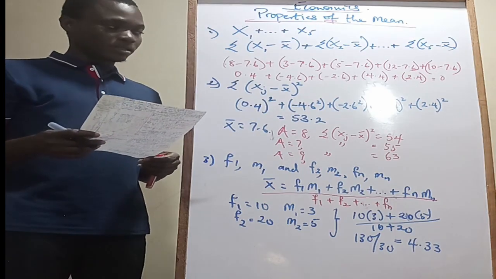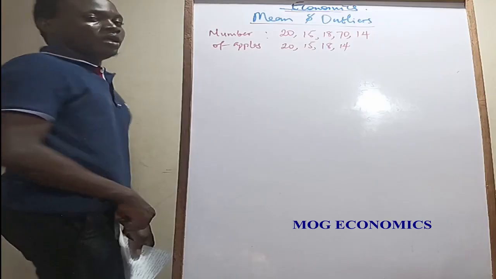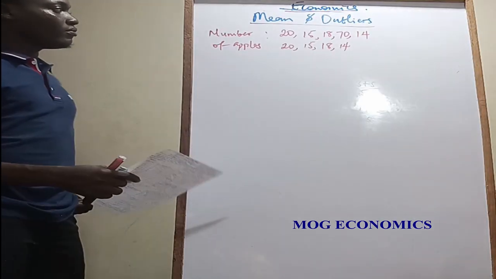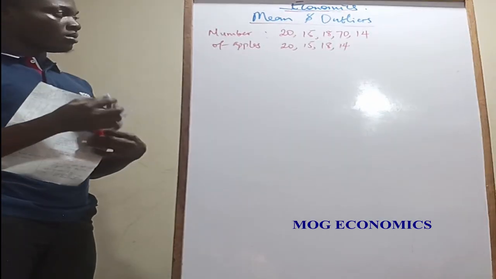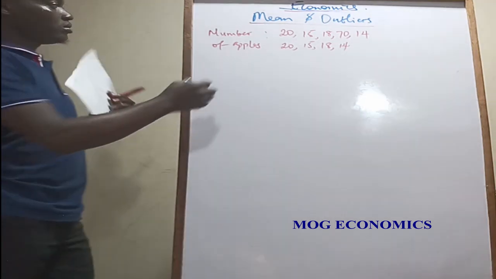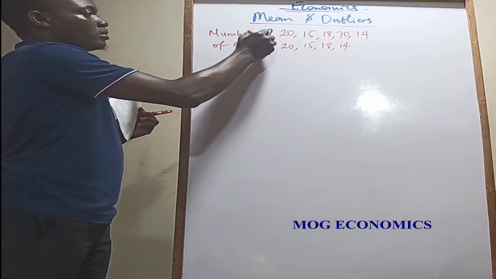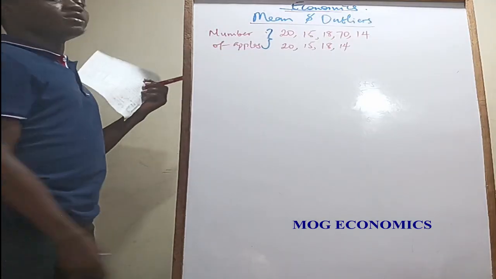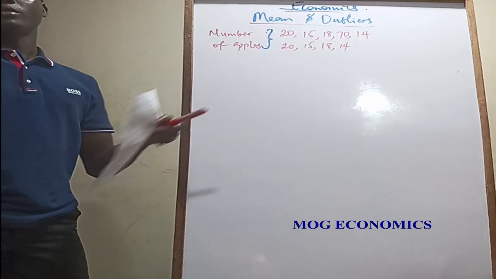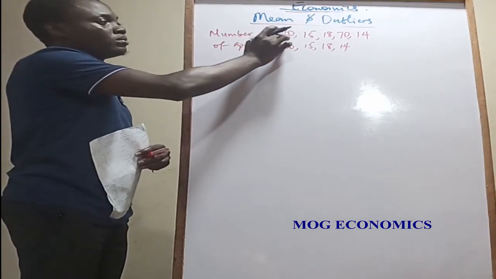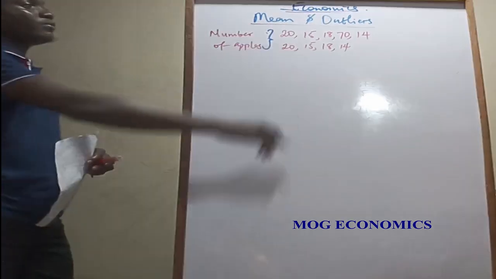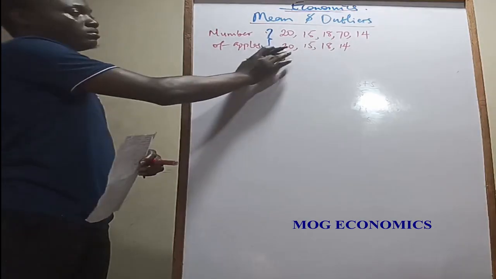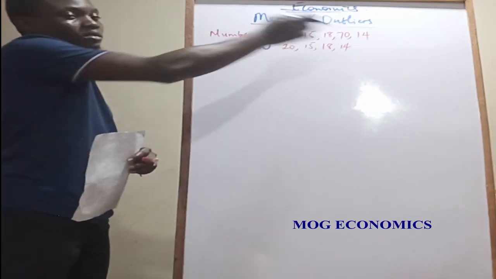So let's talk about outliers. Let's look at this. In the first situation, 5 students brought this number of apples. Then in the second category, we reduce it to 4 students who brought this set of apples. One student brought 20 apples, another 15, another 18, another 17, and another 14. Here, 4 students each brought this number of apples.